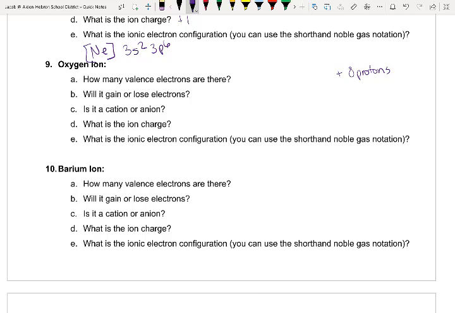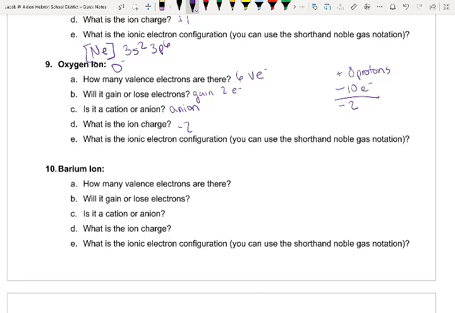If you again look at the column, it's in column 16, so it is going to have 6 valence electrons. 6 valence electrons is super close to 8, so it is going to want to just gain 2 electrons to get to that full 8. Since it's gaining, it's going to be negative, so it'll be an anion. So if we're gaining 2 electrons, that means we're going to have a total of 10 electrons. So it would be a -2 charge.